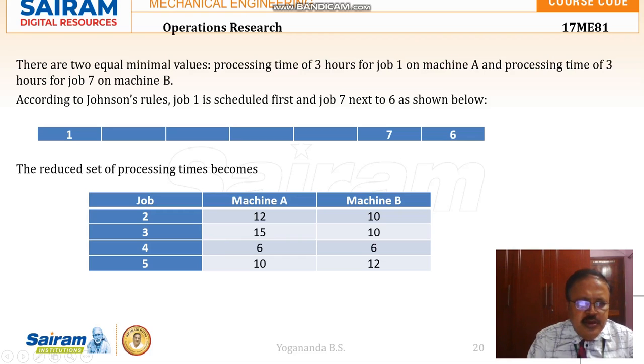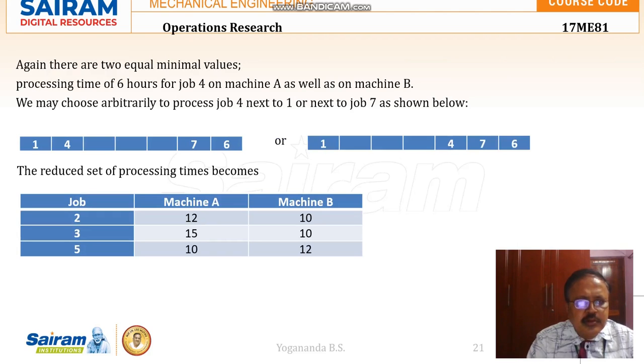Now the reduced set of processing times. Jobs 1, 7 and 6 are not considered in the next iterations. We are left with 2, 3, 4, 5. The next minimum processing time is 6. It is the same 6 on both machines A and B for the same job 4. So either 4 will be kept at the beginning of the sequence or 4 will be kept at the ending of the sequence.